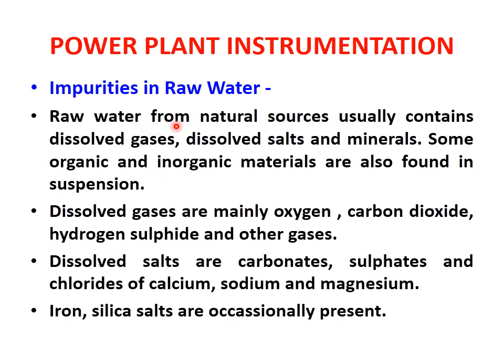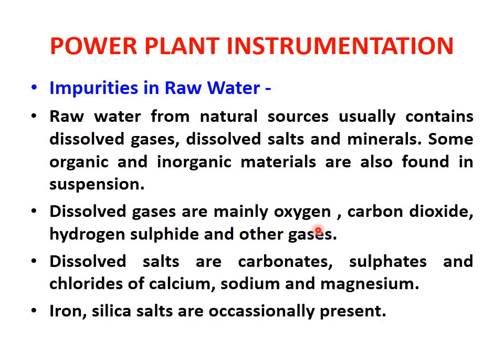Impurities in raw water. What are the various types of impurities in raw water? Raw water from natural sources usually contains dissolved gases, dissolved salts, and minerals. Some organic and inorganic materials are also found in suspension. Raw water means nothing but the water available on the earth's surface, so it is water received naturally from an earth source. Therefore it will contain these above mentioned parameters.